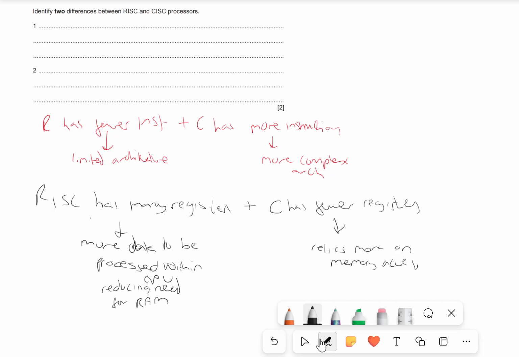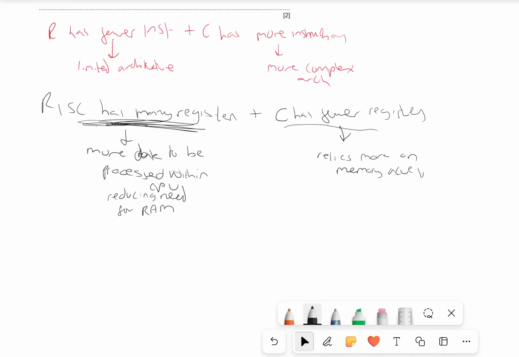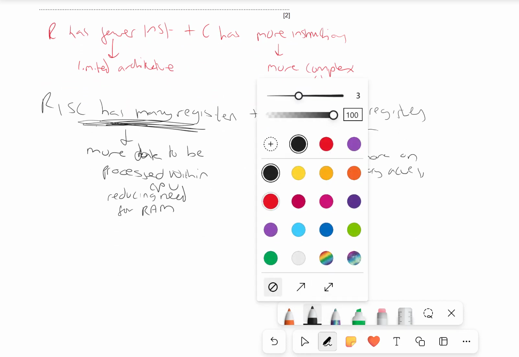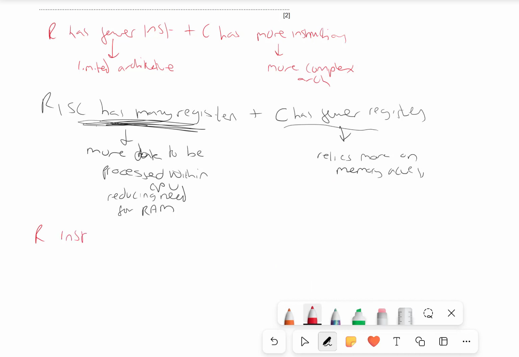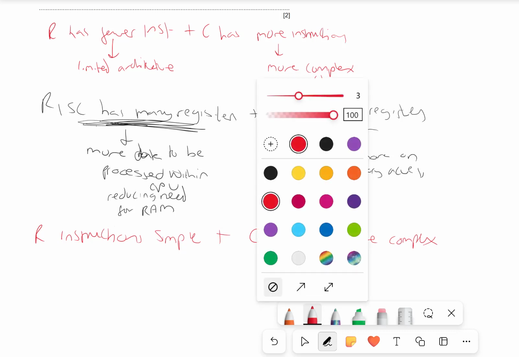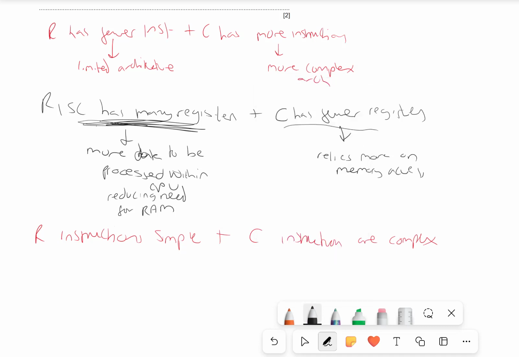RISC, when it processes instructions, tries to not use RAM as much as possible. So it stores things within the CPU registers itself. CISC doesn't have as many registers, so it uses RAM more in terms of its calculations. We then have RISC's instructions are simple and CISC's instructions are complex. We talked about this before. I'm not going to go into that again. It's more about RISC being efficient and quick to perform calculations. CISC, on the other hand, can do more complex tasks, but requires more cycles sometimes to complete.